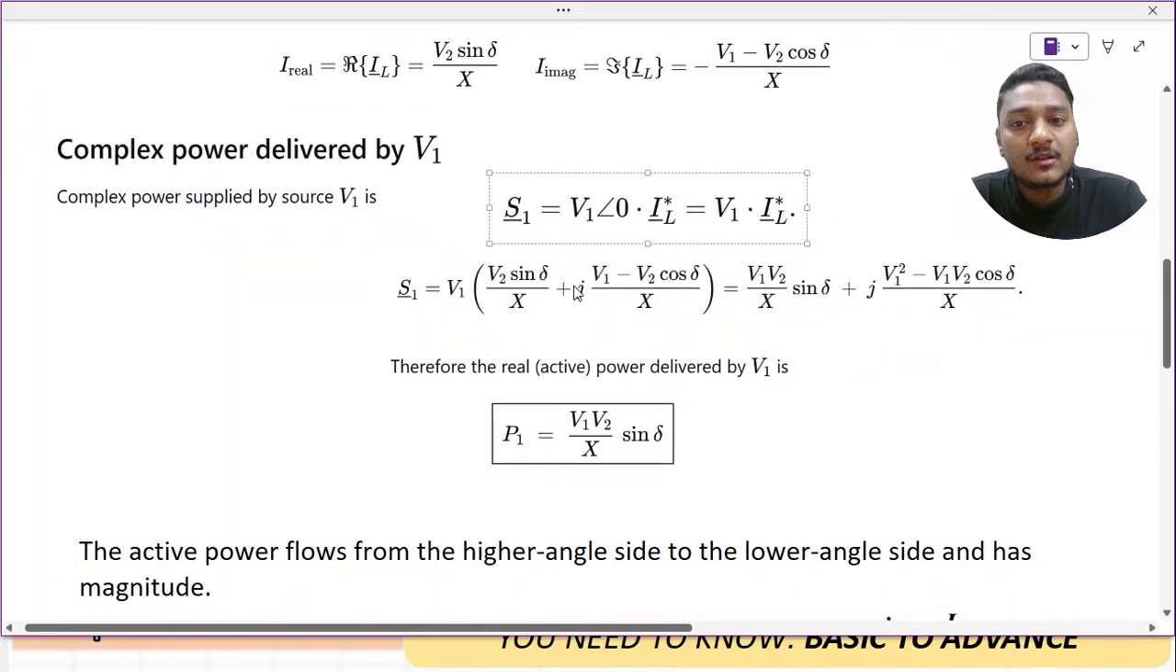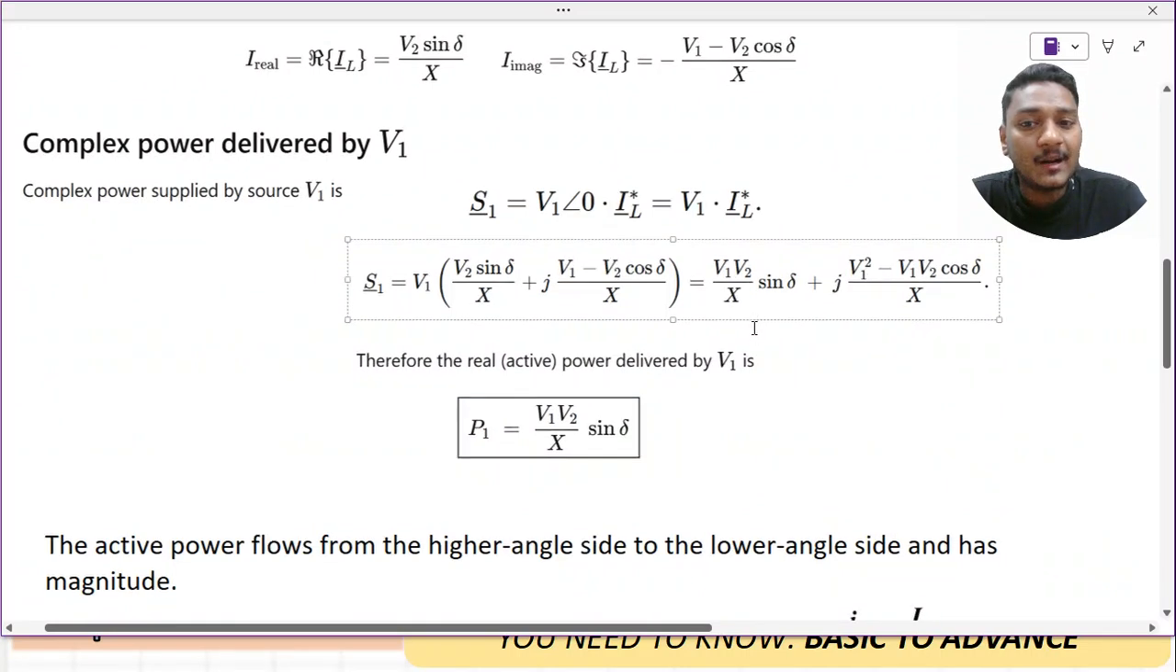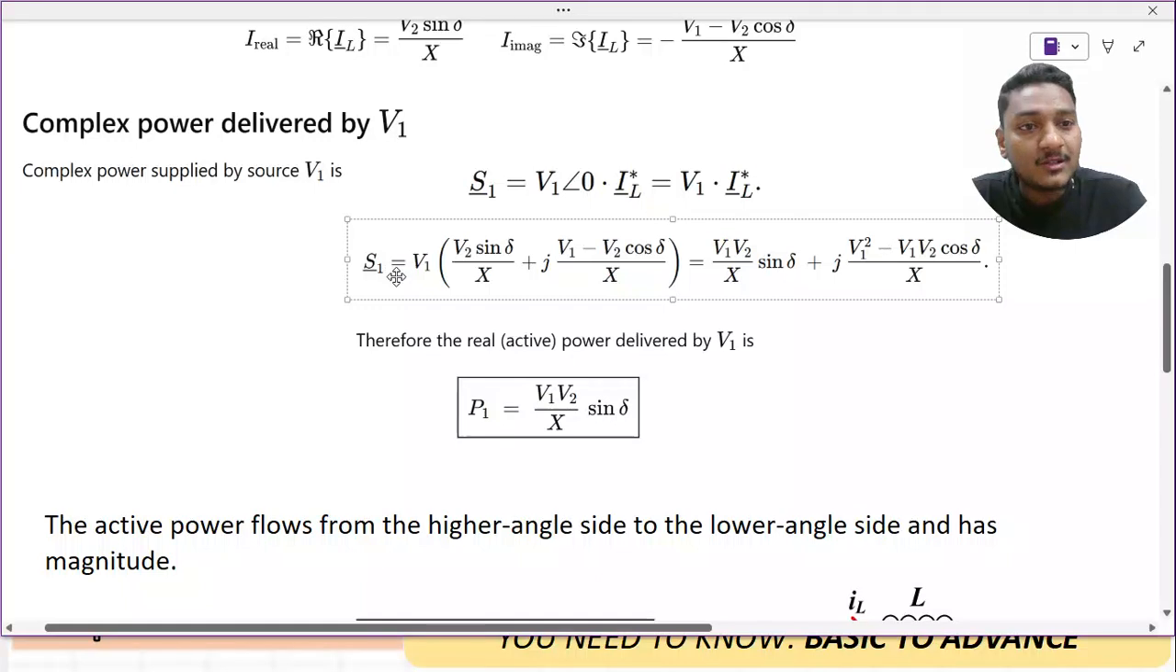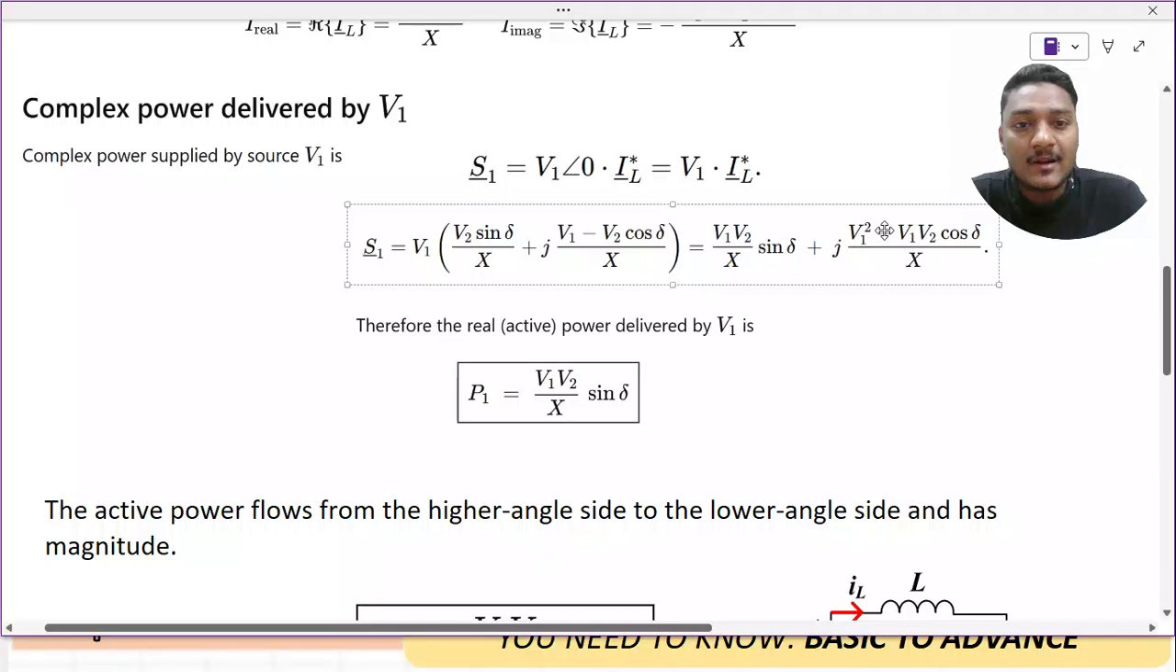Now substituting the value of V1 and the value of IL conjugate, which I have kept here, I have tried to separate out the real part and imaginary part. So what is the total complex power? It is the active power plus j times the reactive power, right? So I separated them out, and the real part is V1 V2 divided by x into the sine of del, plus j times something. This part corresponds to the reactive power and this part corresponds to the active power.